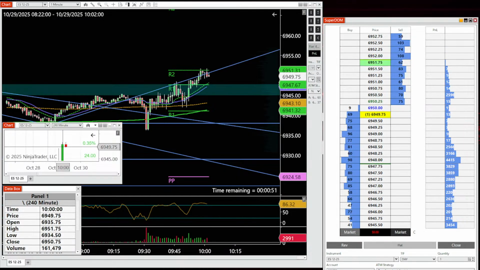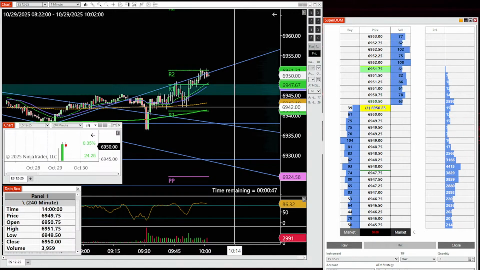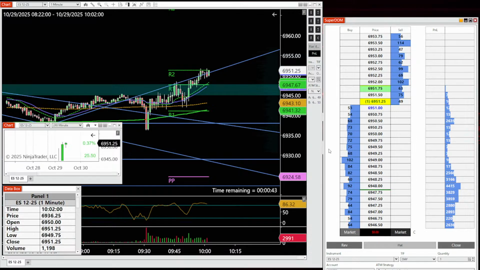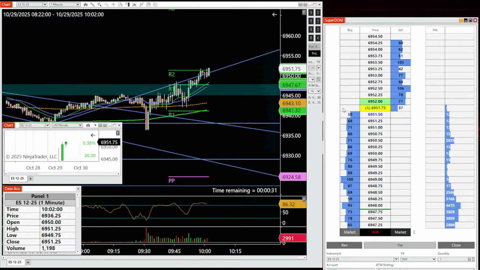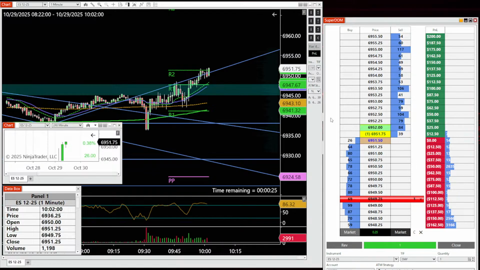Looking at this 4-hour bar, may hang around here a little bit. Need to see it break above it. May not have a clean break either. I'm going to take it if it goes. Order submitted. Order filled. Let's see if it gets a break from 50.